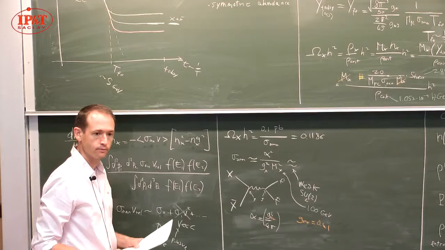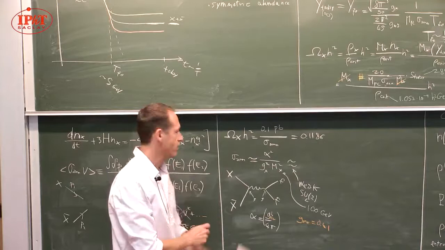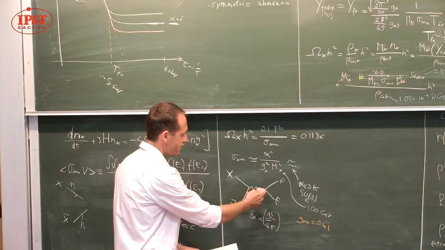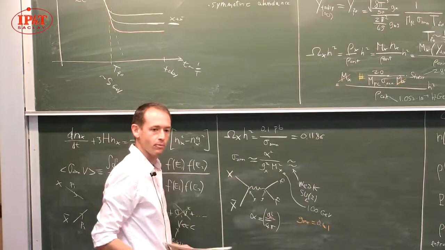Oh, it depends. Yeah, also by direct detection and by other things. But it's not necessary. There are corners in which you can hide these kind of things. I mean, the very simple case in which this is mediated by the Z, yes, it's completely excluded. But this is just a toy example. There are particles in this category which are not excluded at all.